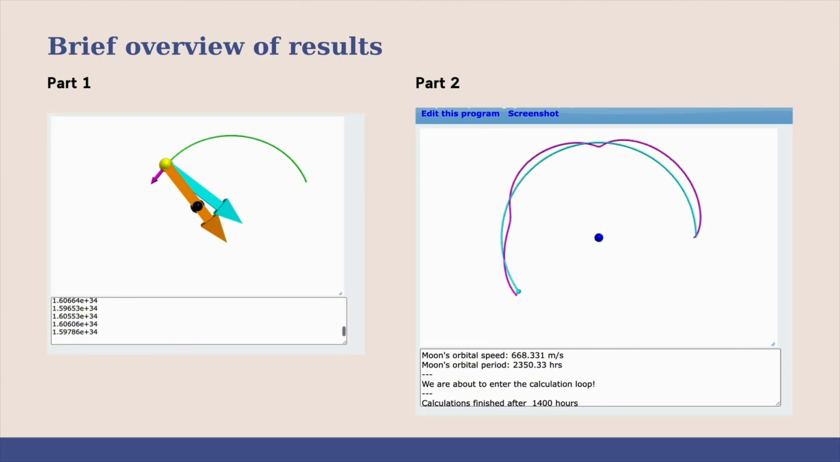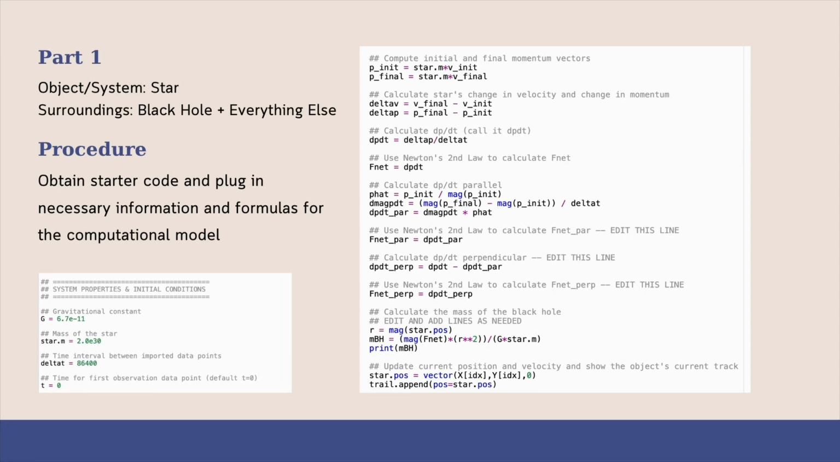without crashing into either body. For part 1, the system is a star and the surroundings include everything else, including the black hole as well. And for this part, the procedure is very simple. We use the starter code and plug in necessary information to compute a computational trajectory in CloseScript, using my Georgia Tech email as a randomization seed.